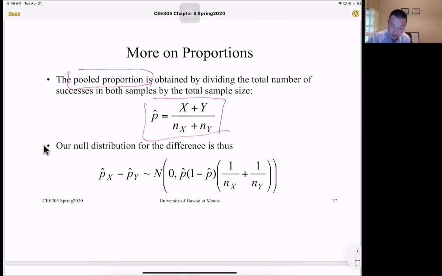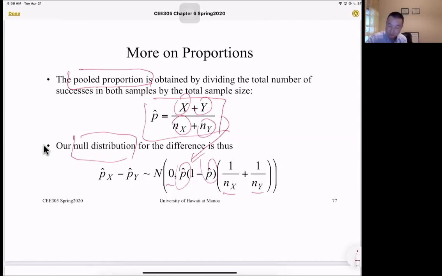So that is dividing the total number of successes in both samples, x plus y, divided by the total sample size, nx plus ny. So that's called the pooled proportion. It's kind of an average of these two proportions. So the null distribution will be this: the mean value is 0, this is the pooled proportion, and the sample sizes are nx and ny.